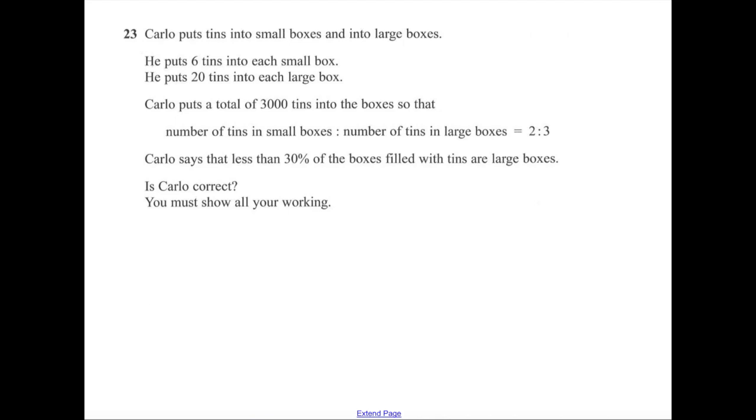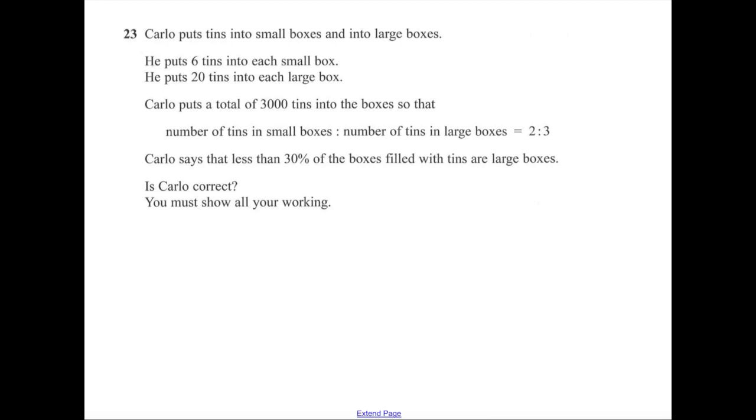Question 23. Carlo puts tins into small boxes and into large boxes. He puts 6 tins in each small box. He puts 20 tins in each large box. Carlo puts a total of 3,000 tins into the boxes so that the number of tins in small boxes to the number of tins in large boxes equals 2 to 3. Carlo says that less than 30% of the boxes filled with tins are large boxes. Is Carlo correct? You must show all your working.